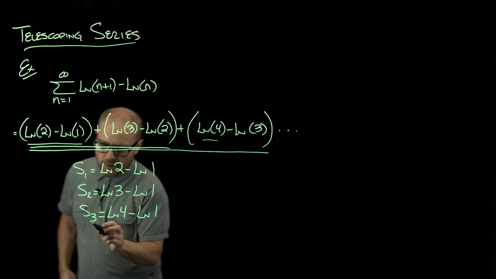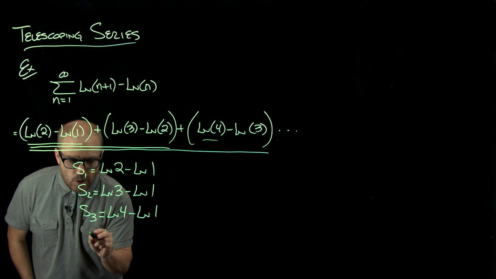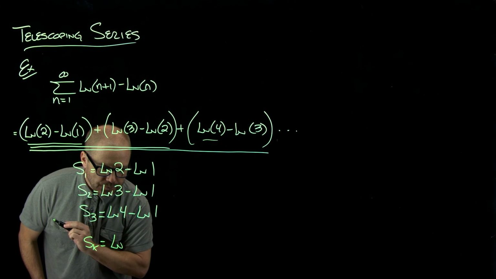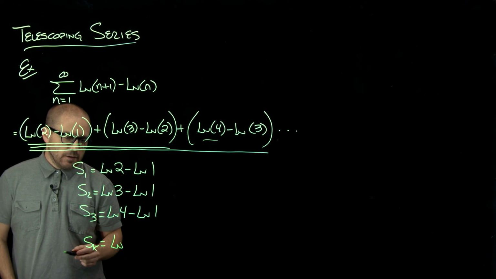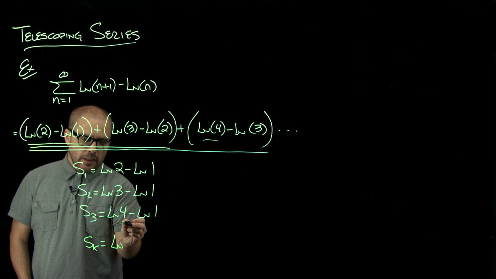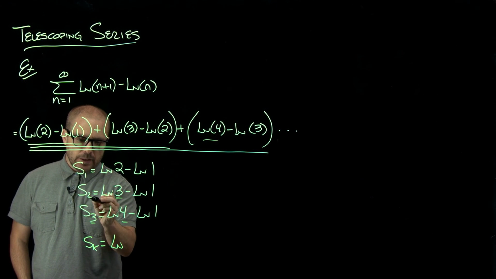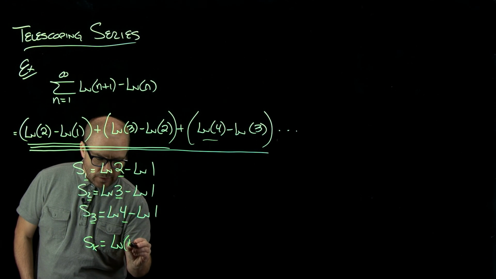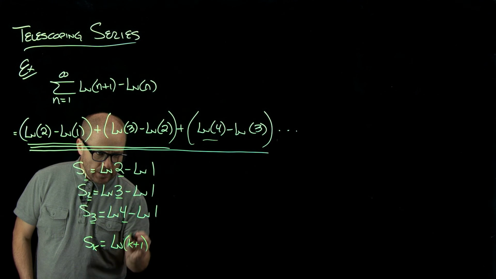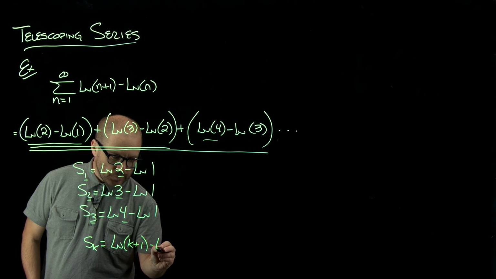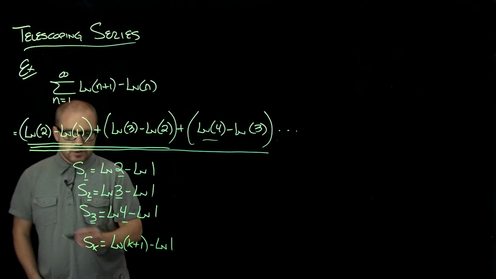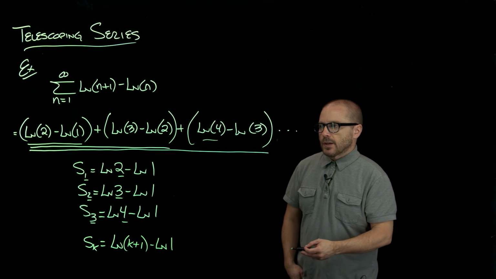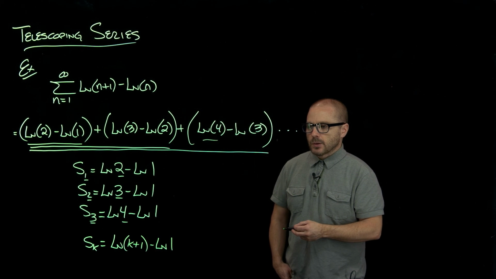So we can see the pattern there that if we kept going, the kth partial sum would be natural log of, well, look at the pattern. That number is 1 bigger each time, right? Always 1 bigger than the index. So it's natural log of k plus 1, and then minus natural log of 1. So we're able to write a nice closed form expression for the partial sums here. That's the nice thing about telescoping.